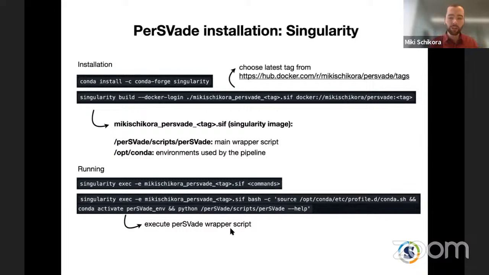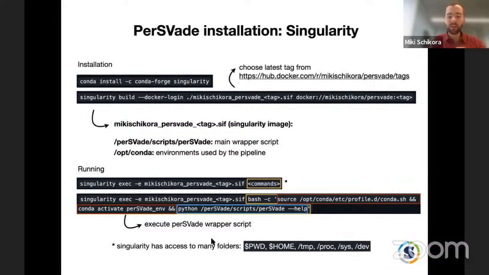It's a bit more wordy, so I'm going to try to digest it for you. So first, this is the command that is run inside of the image. It's basically a bash command that starts here and ends here. And it has two parts. First, the activation of the PerSVade environment. And second, the actual running of the PerSVade script. So that's how you would execute it.